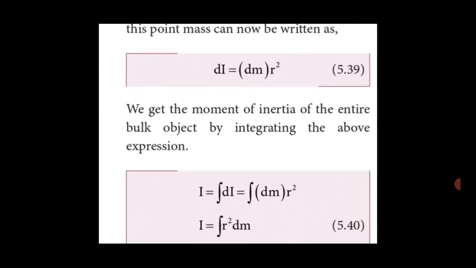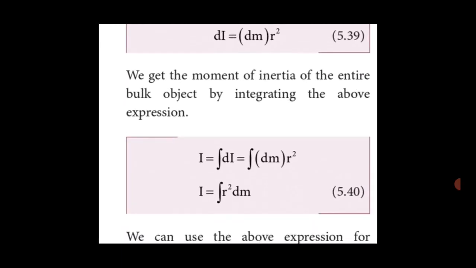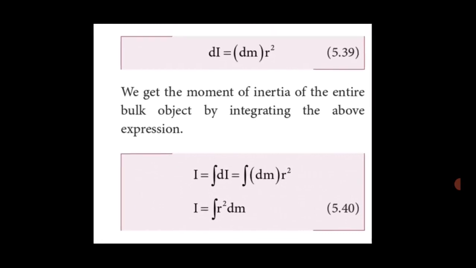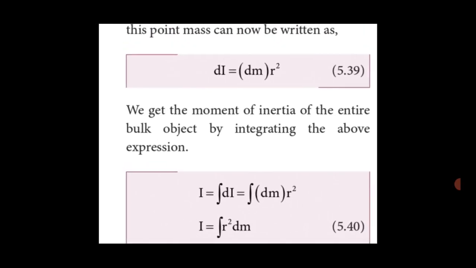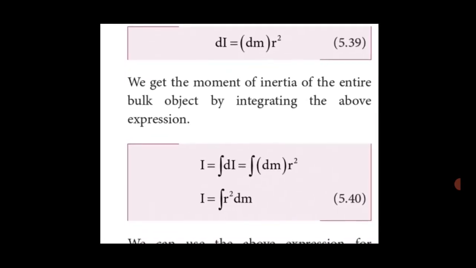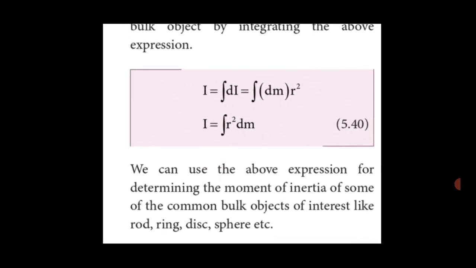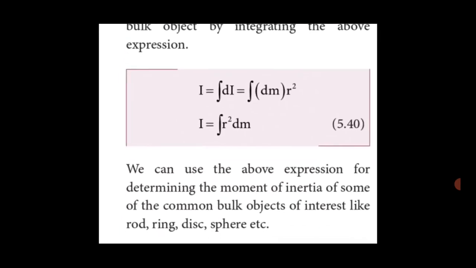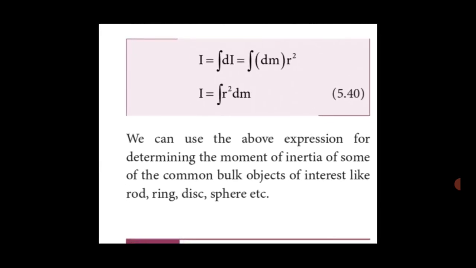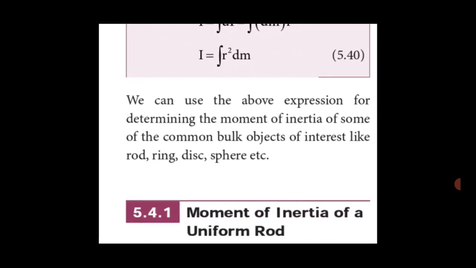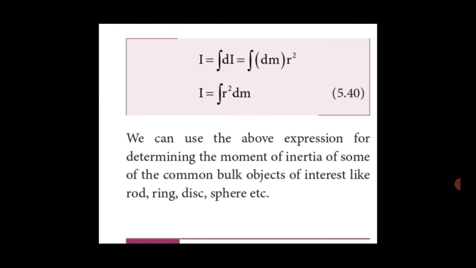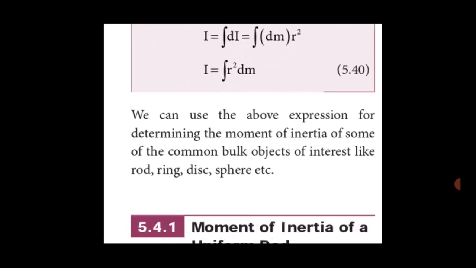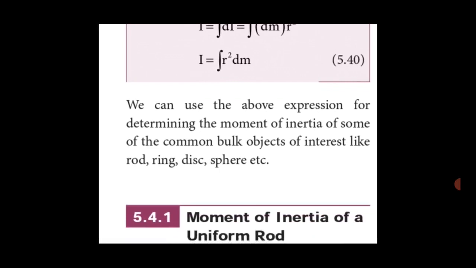We get the moment of inertia of the entire bulk object. For the entire bulk object, you have to take the integration. By integrating the above expression, I is equal to integral of dI, that is equal to integral of dm r square. We have to give the integral for the dm. That's why we get I is equal to integral of r square dm.